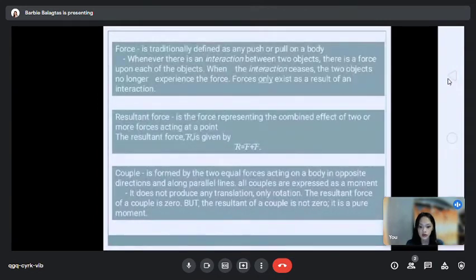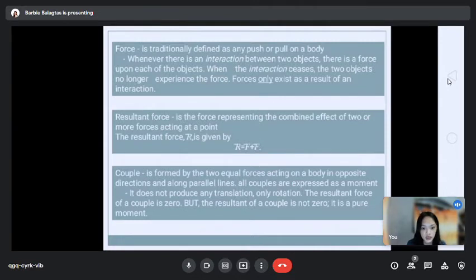Next is the force. Force is traditionally defined as any push or pull on the body. So whenever there is an interaction between two objects, there is a force upon each of the objects. And when the interaction ceases, the two objects no longer experience the force, because force only exists as a result of an interaction.